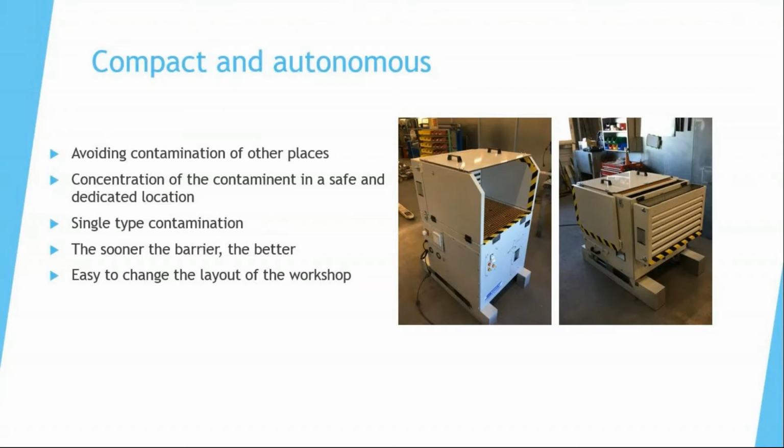With this kind of Downdraft table, it's really easy to change the layout of the workshop. So if one day you are using some materials in a specific area of your workshop, you could just, for example, bring your machine there, use it, and take the machine to another part if you need it for another process. So it's a really mobile system, which is way different from a capturing arm.